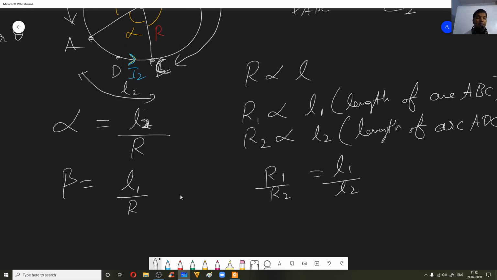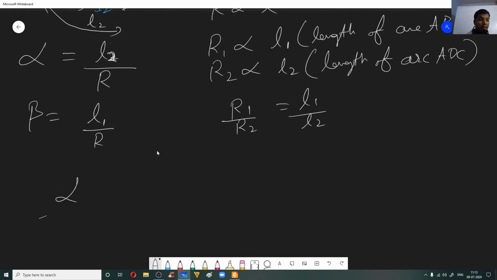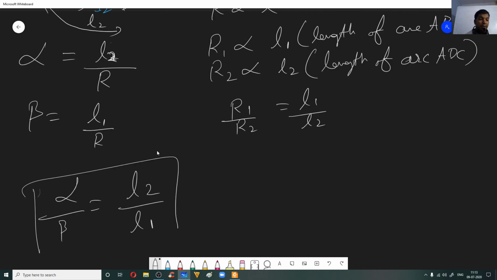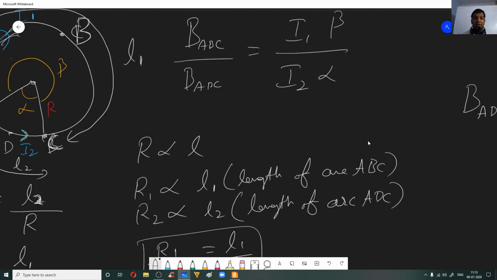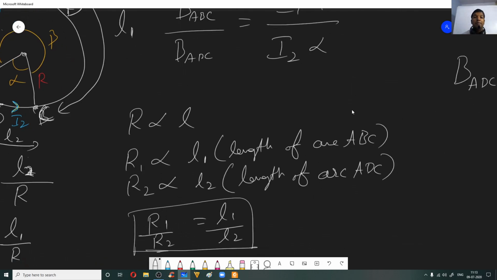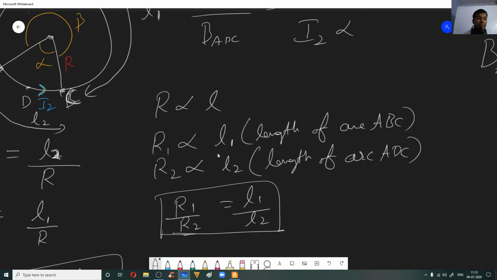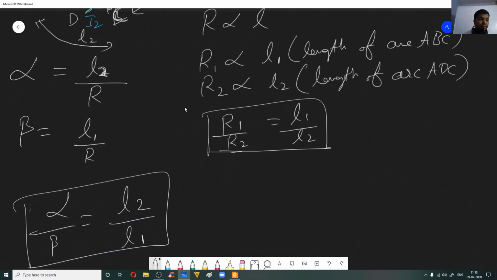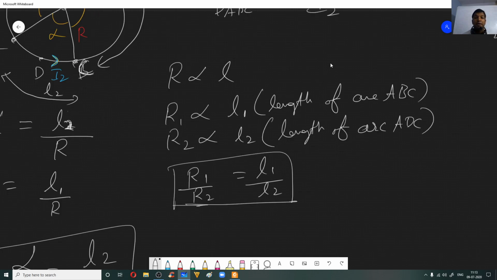So beta will be L1 divided by R. Now if you take alpha by beta, you end up getting L2 divided by L1. So R1 by R2 is L1 divided by L2, and alpha by beta is L2 by L1. Now if you substitute it in this equation, for beta by alpha I can substitute L2 divided by L1.